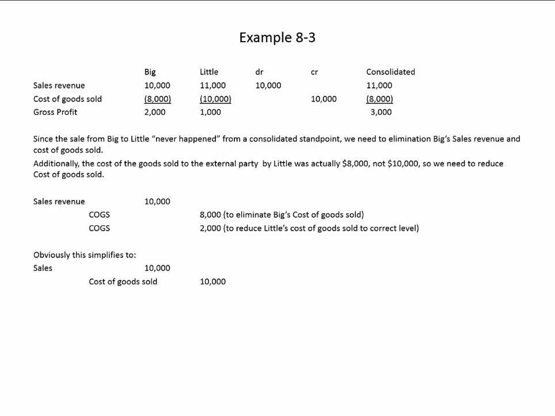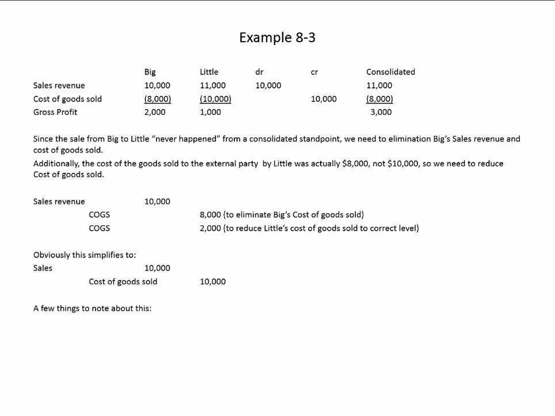The consolidated column in that worksheet represents our transactions with external third parties. We had one sale to an external third party for $11,000. That was the goods that Little sold to that third party. And we have one cost of goods sold that arose from a transaction with a third party. Big bought that merchandise from some other supplier at a cost of $8,000.